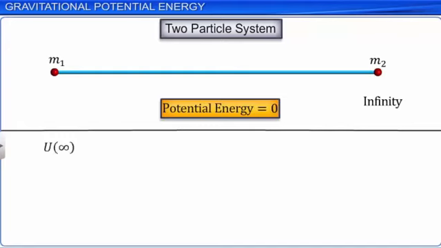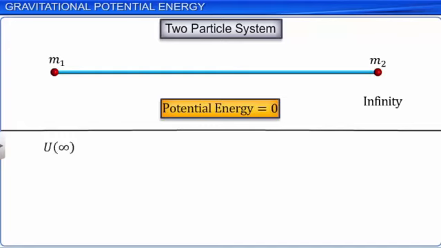Here, U(r) is equal to U(r2) minus U(r1), which is equal to U(r) minus U infinity. As U infinity is 0, the same expression can be written as U(r) is equal to U(r) minus 0. Thus, the gravitational potential energy of the two-particle system separated by distance r is denoted by U(r) is equal to minus G m1 into m2 by r. Let this be equation 6.